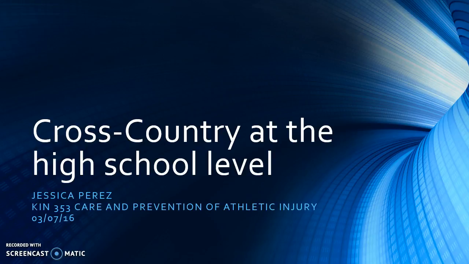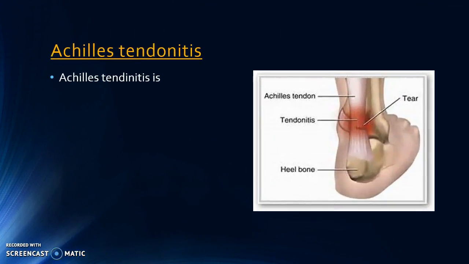The high school level. The first injury that we're going to look at is Achilles tendonitis, and Achilles tendonitis is an overuse and degeneration issue. It is when the athletes are doing an excessive amount of running in this sport, which can lead to a tear in their Achilles tendon.